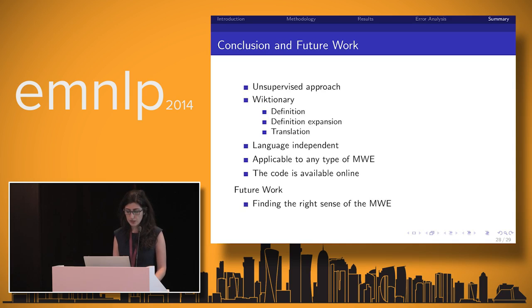So in summary, the work is unsupervised, so we didn't use any training set, and we used Wiktionary. So the information that we used in this study were definition, expansion, and translation. The work is language independent, meaning that we do not have any language-specific assumption. And it's applicable to any type of multi-word expression. And the code is available online.